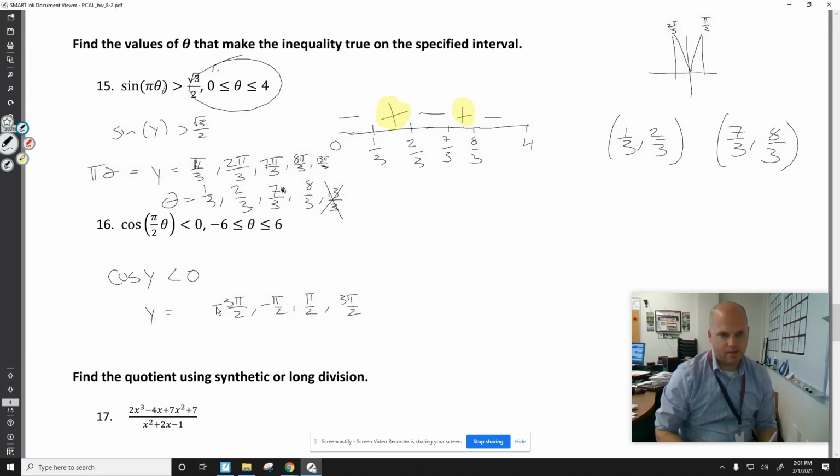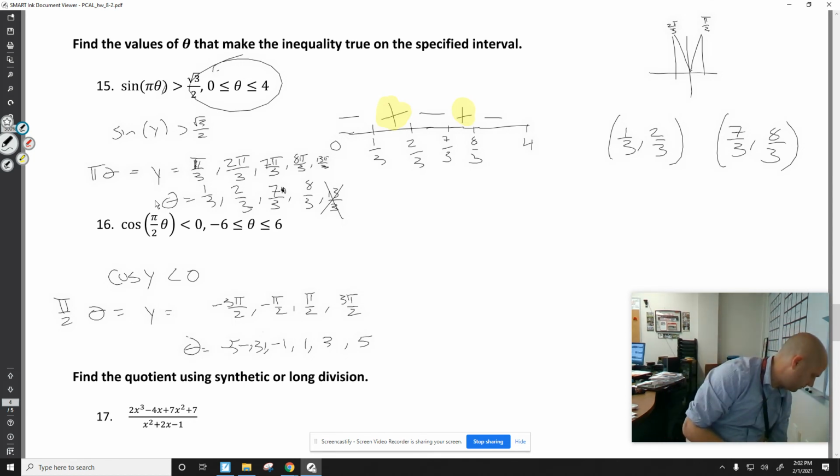Now, that's not the values. We're looking at thetas. It's pretty easy. You're going to multiply by 2 over pi. It just becomes the numbers, the coefficients of them. It's like this could be 1, 3, 5, -1, -3, -5. So, anyways, maybe not necessary. -3, -1, 1, 3, 5, -5.